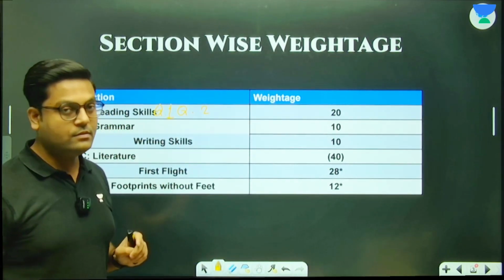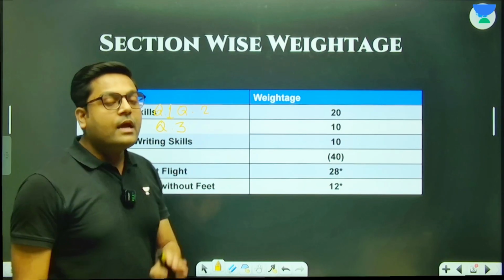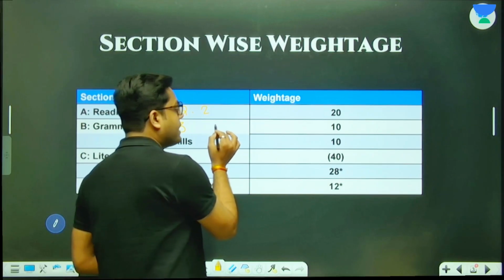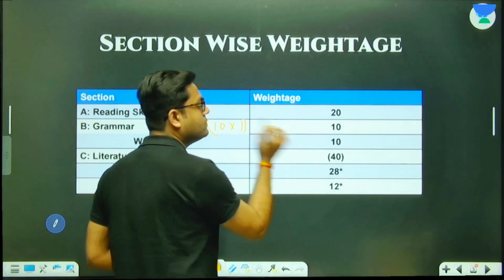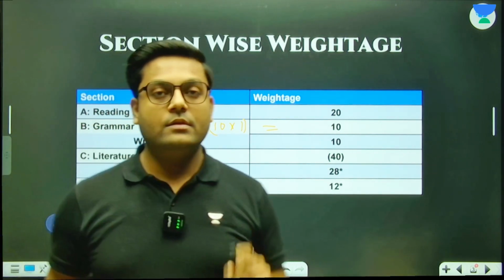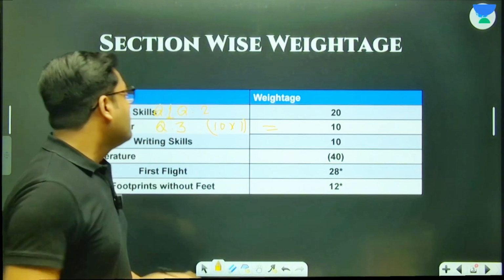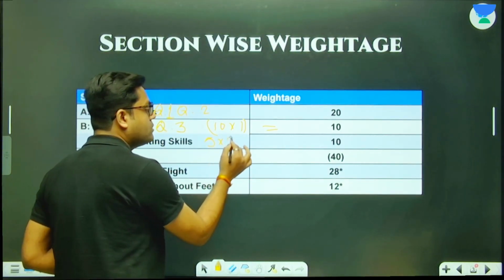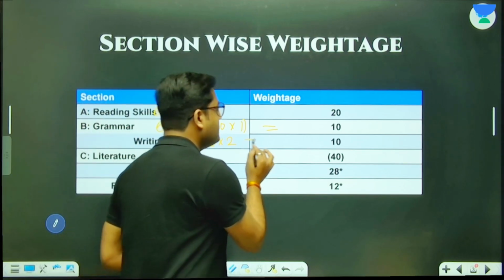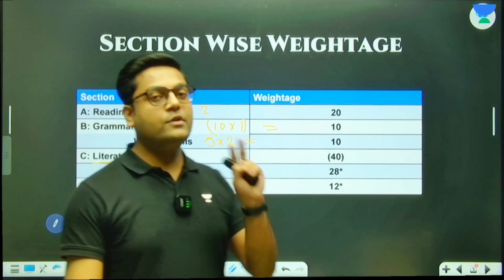As for the grammar section, there are 12 questions out of which you need to attempt only 10, and each question carries 1 mark. So it is going to give you 10 marks. When we talk about the writing section, it includes two different topics. The first one is letter writing and the other one is analytical paragraph. Each question carries 5 marks. So by attempting two questions, one of letter and one of analytical paragraph, you are going to get 10 marks. As for the literature section, this comprises two different textbooks.